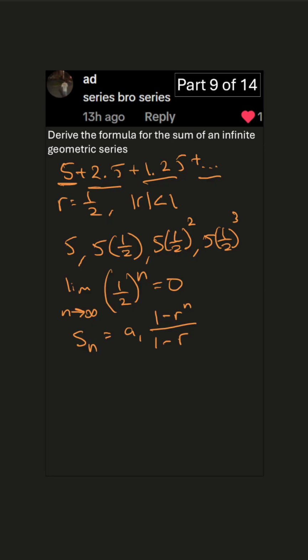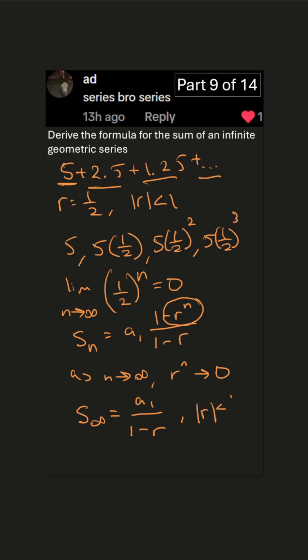So as n becomes very large, r to the n gets so close to 0 that its effect on the sum disappears. So as n approaches infinity, r to the n approaches 0. So the infinite sum formula for geometric series equals a sub 1 over 1 minus r. This r to the n just cancels out. It gets so close to 0 that it doesn't matter. So this is only valid when the absolute value of r is less than 1.